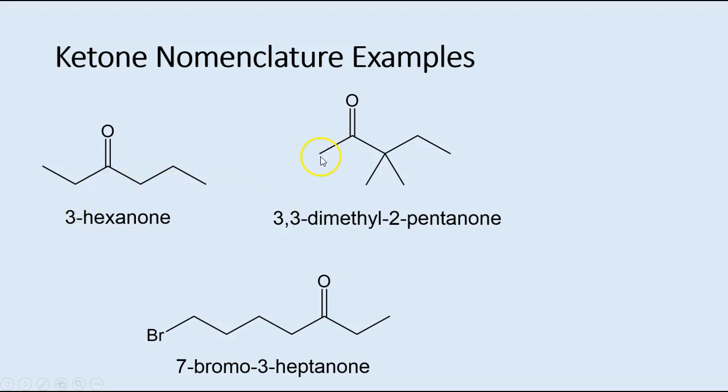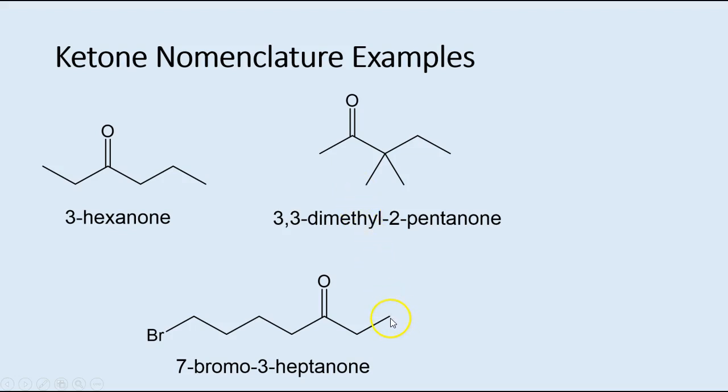Here, the longest carbon chain that contains the carbonyl function is 1, 2, 3, 4, 5. So it's pentanone. Because the carbonyl carbon is carbon 2, it is 2-pentanone. And then there are 2 methyl groups on carbon 3. So that is 3,3-dimethyl-2-pentanone.